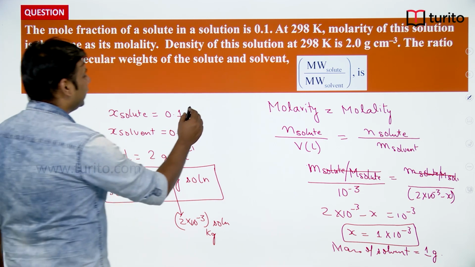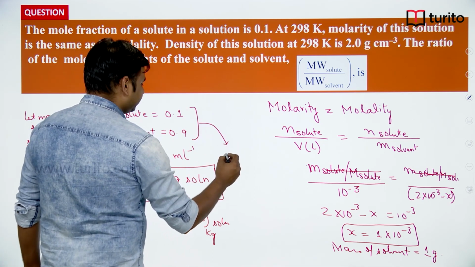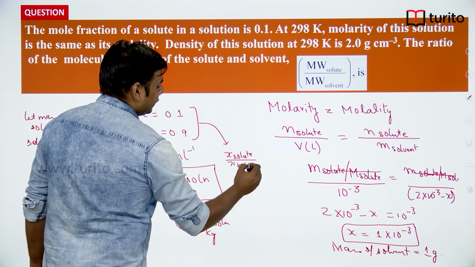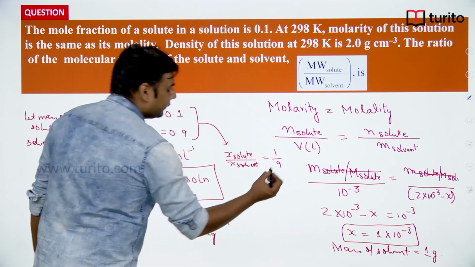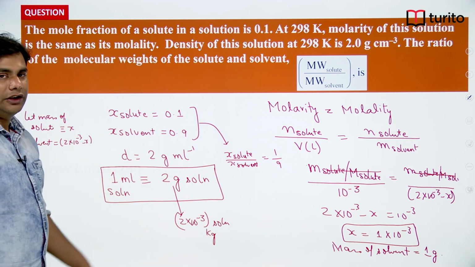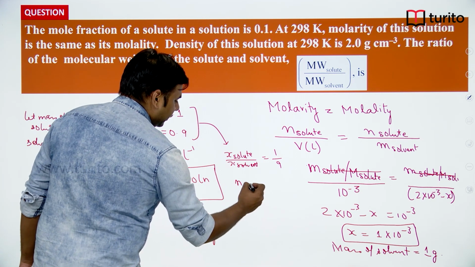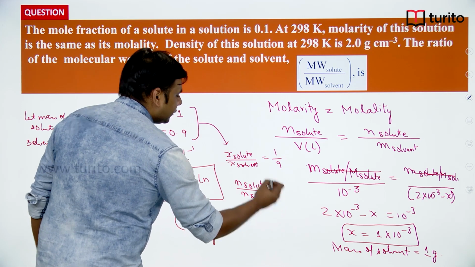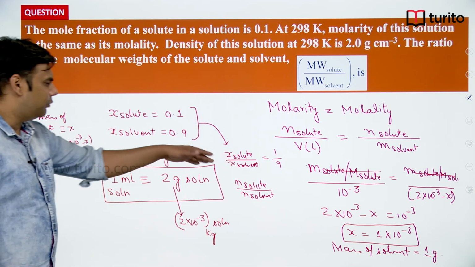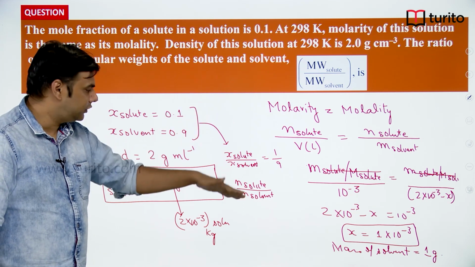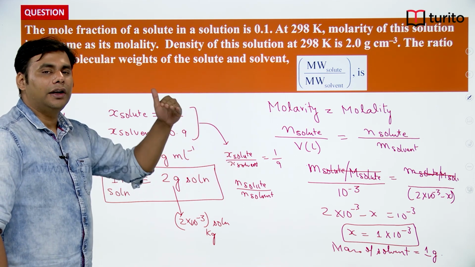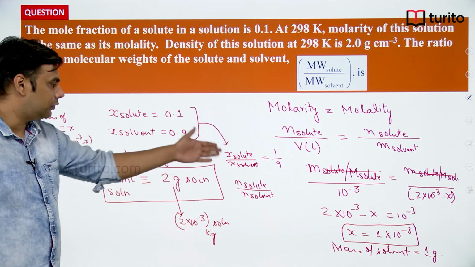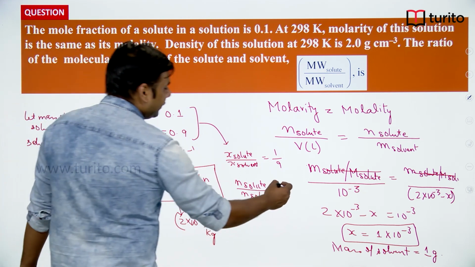So now let us use this data. Just divide mole fraction of solute upon mole fraction of solvent. So this would come out to be 1 by 9. Mole fraction ratio would always be equal to the ratio of their moles. We can write mole fraction of solute as moles of solute upon total moles. Mole fraction of solvent we can write as number of moles of solvent divided by total moles. So the total moles get cancelled out. So ratio of the mole fraction is also the ratio of their moles. So this would be equal to 1 by 9.